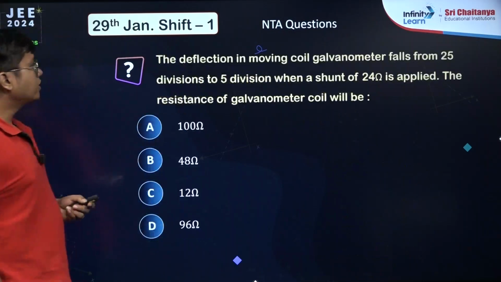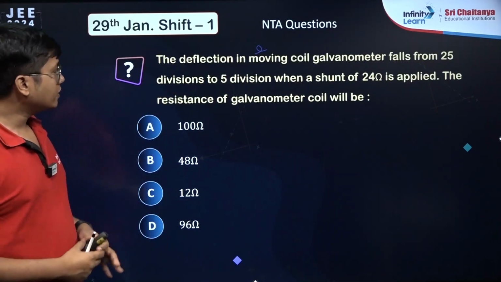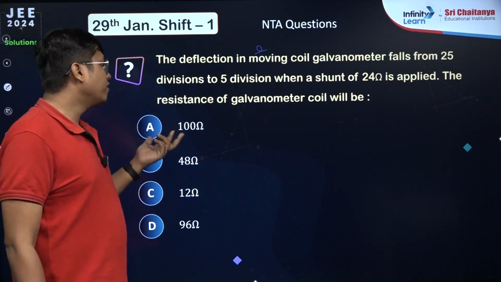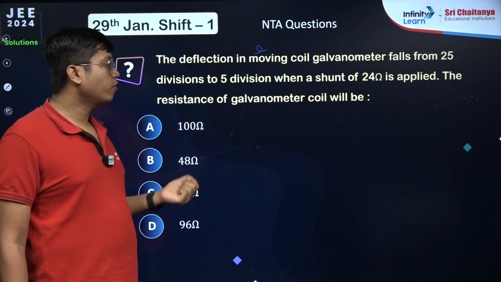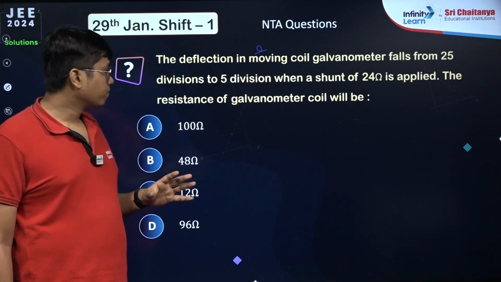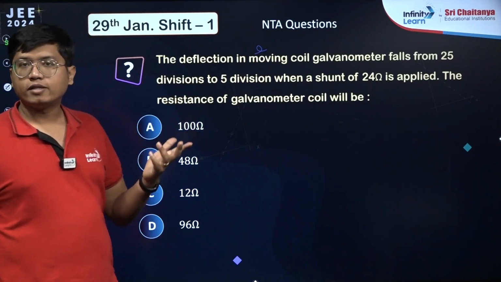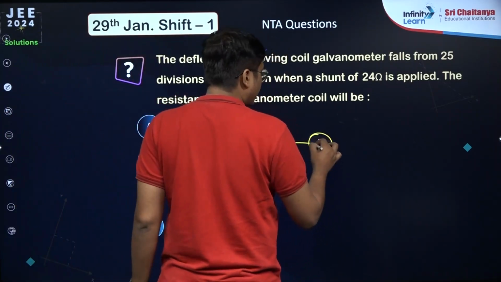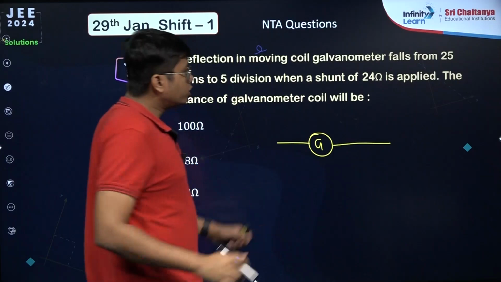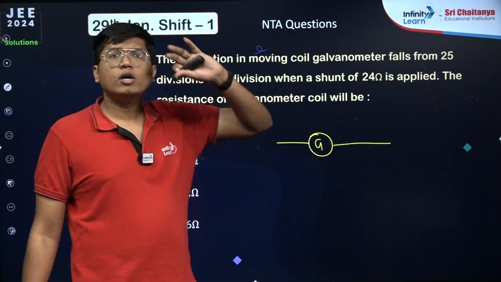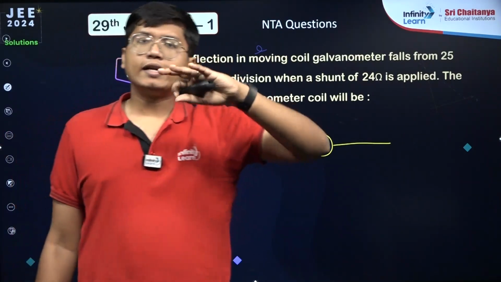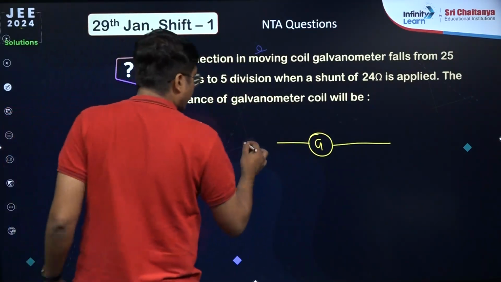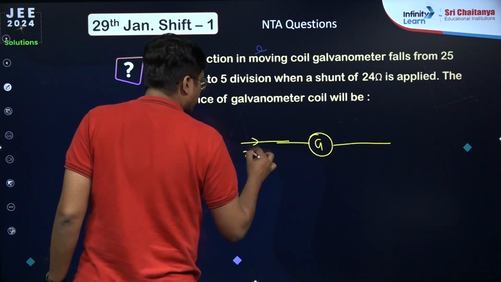Next question is on moving coil galvanometer. It says deflection in a moving coil galvanometer falls from 25 divisions to 5 divisions when a shunt of 24 ohm is applied. The resistance of the galvanometer is how much? So you have the galvanometer here, and originally it was taking in 25 divisions. So let's assume just hypothetically that each division is 1 ampere. So it was taking 25 amperes to come in.